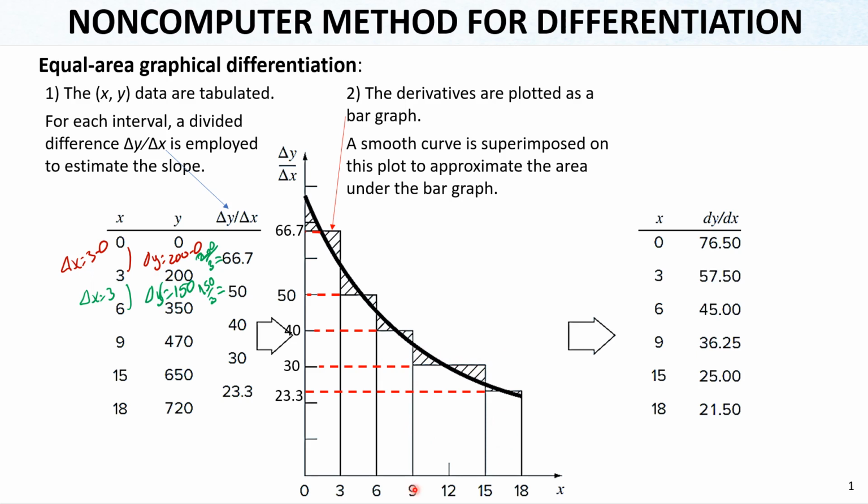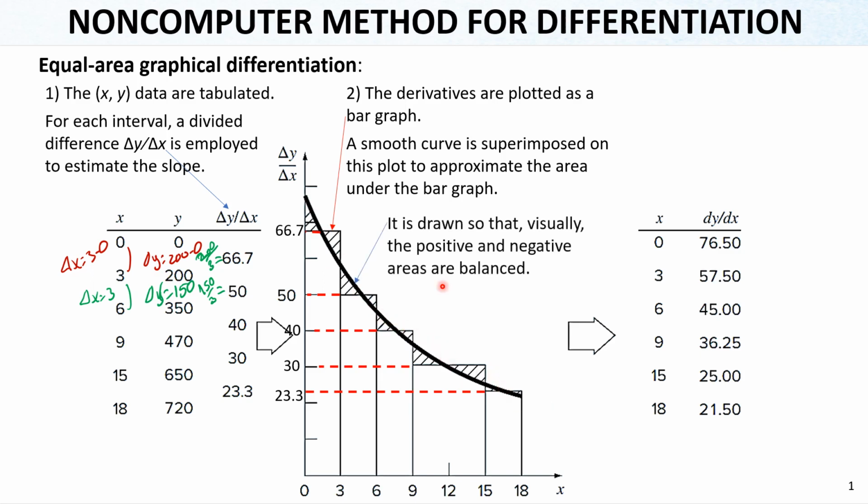And be careful that here between 9 and 15 there is a large gap. That's why this has a large gap here. So 30 is for between 9 and 15, simply 30. Okay, now we plotted this curve using the middle points of the bar plot.